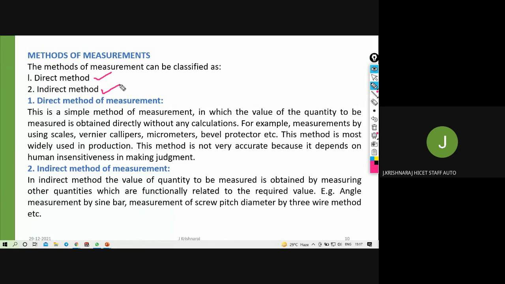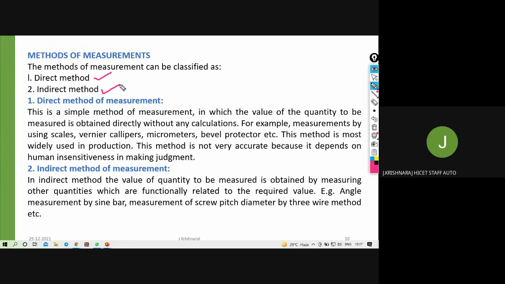We are using a vernier caliper. You can get the main scale reading as 19 point something, and adding the least count of 0.02 does not change the values much, for example 19.02 becomes 19.04. That is also called a direct value. If you physically measure the objects and get direct readings without any calculations, it is called the direct method of measurement. This will have some errors also, since, being human, there will be some deviation in the values.